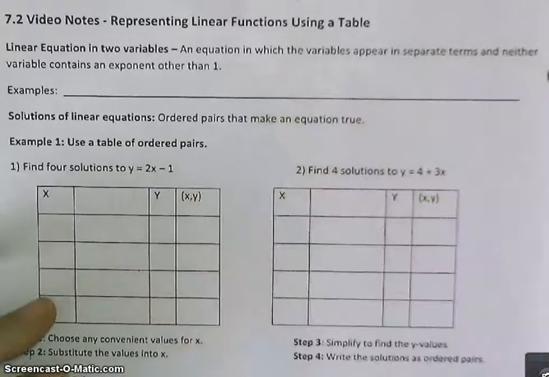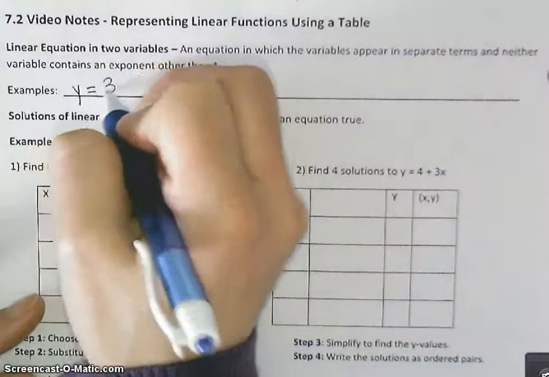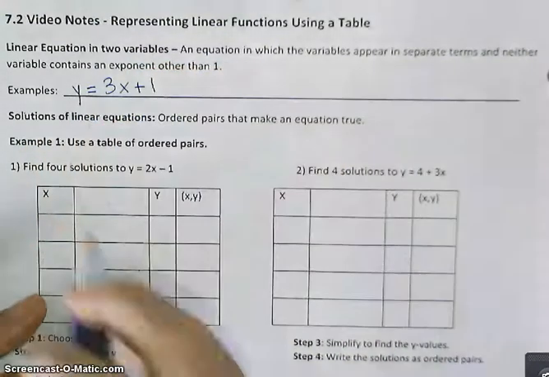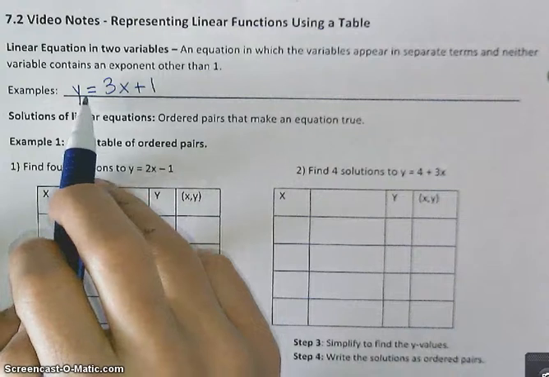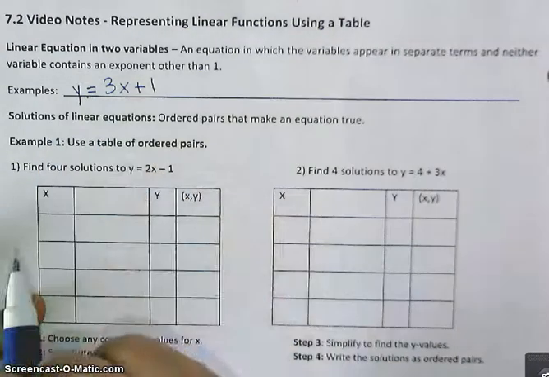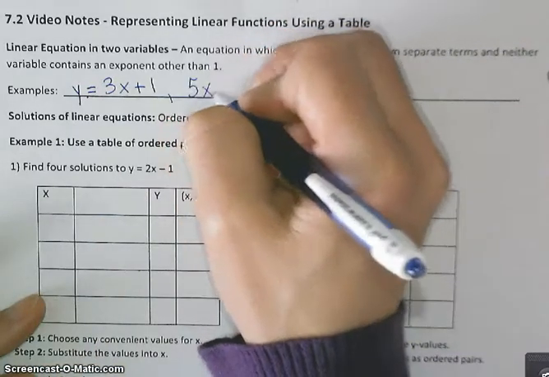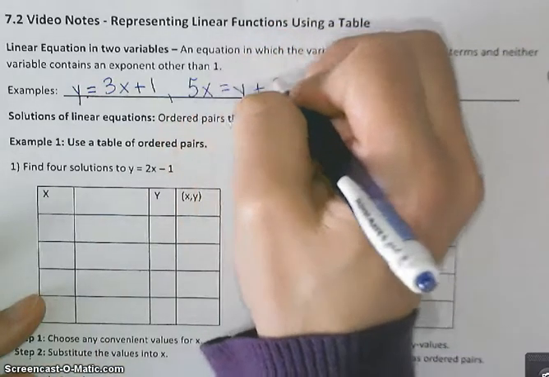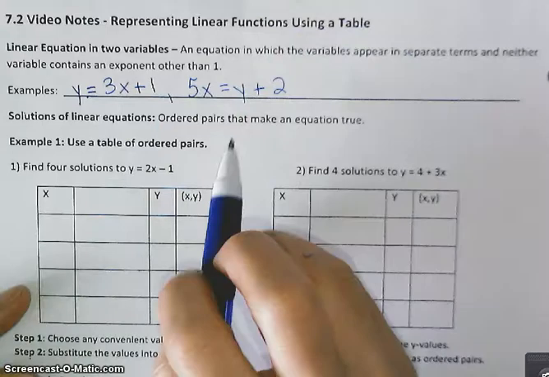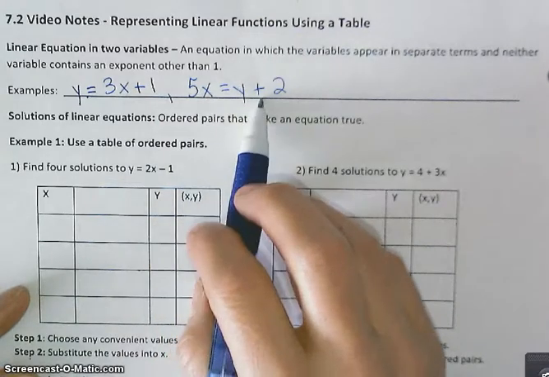So let's write down some examples. One example would be y equals 3x plus 1. I have my x and my y in two different terms, and both of them only have an exponent of 1. Another example, 5x equals y plus 2. My x and y are in different terms, plus they both only have an exponent of 1.